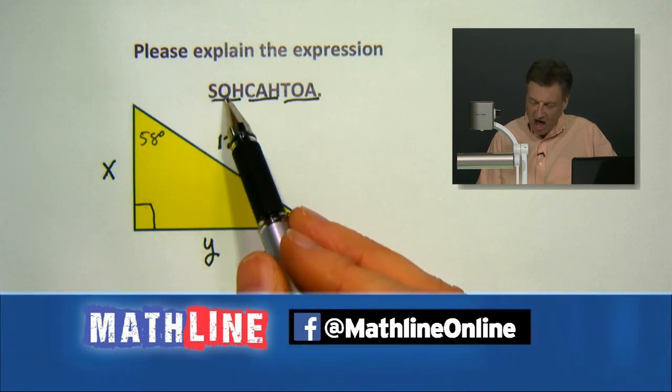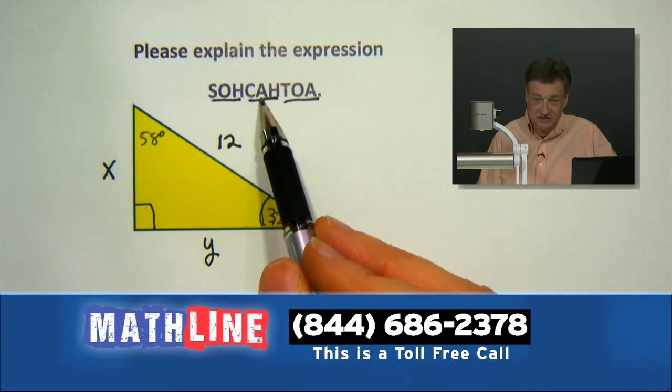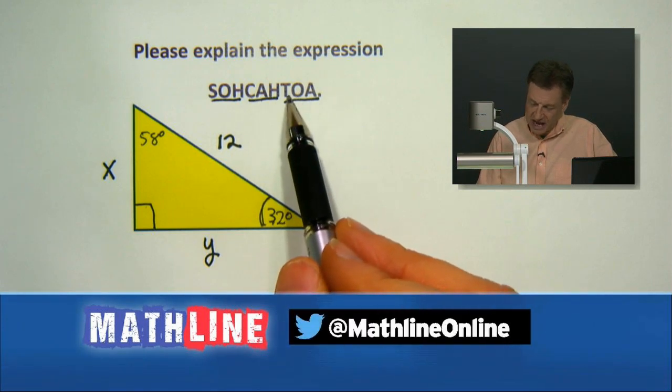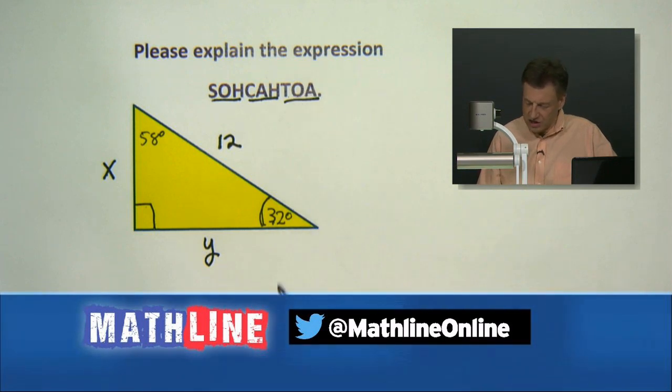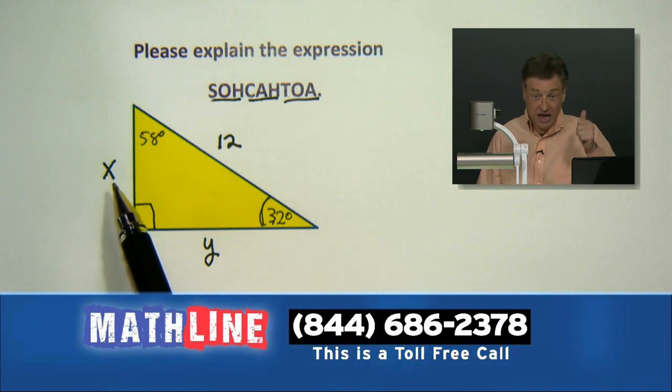This is sine: opposite over hypotenuse. This is cosine: adjacent over hypotenuse. Here's tangent with opposite and adjacent. So look again, what is x involved? x is the opposite leg. Okay, so that's telling me something.